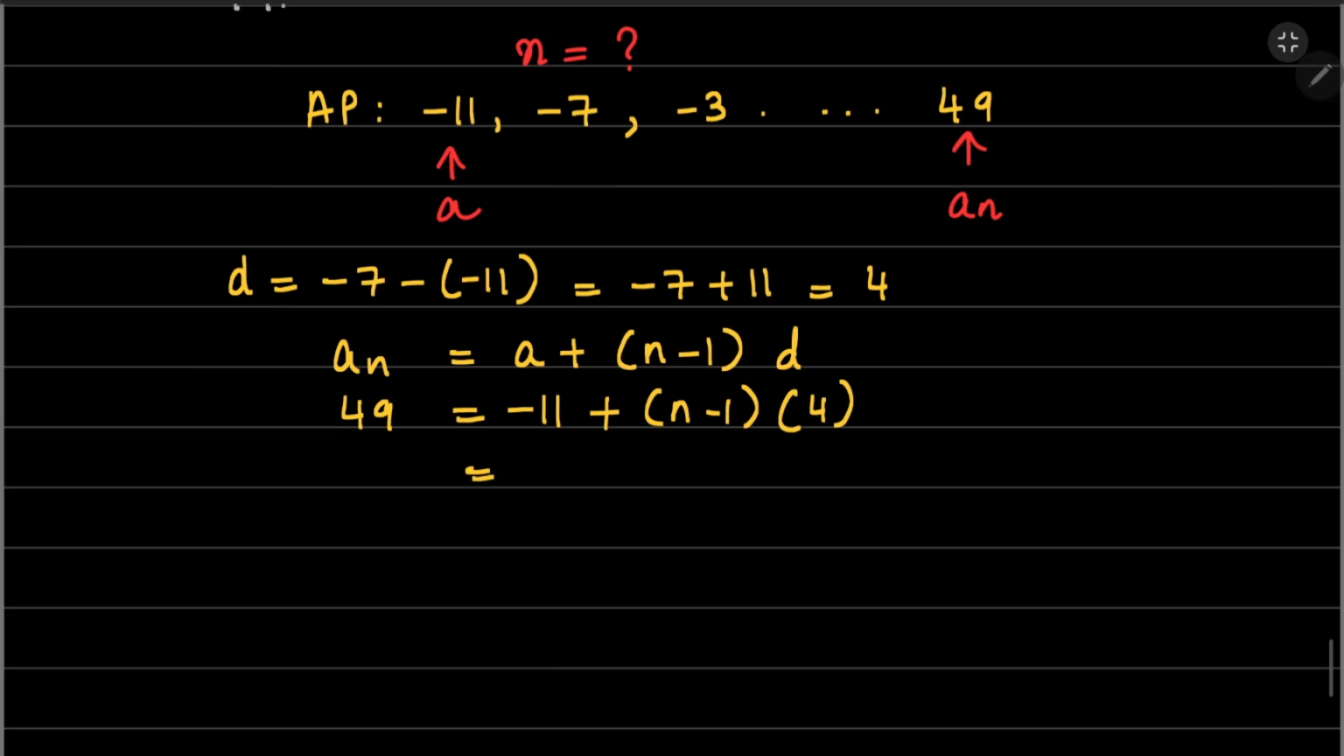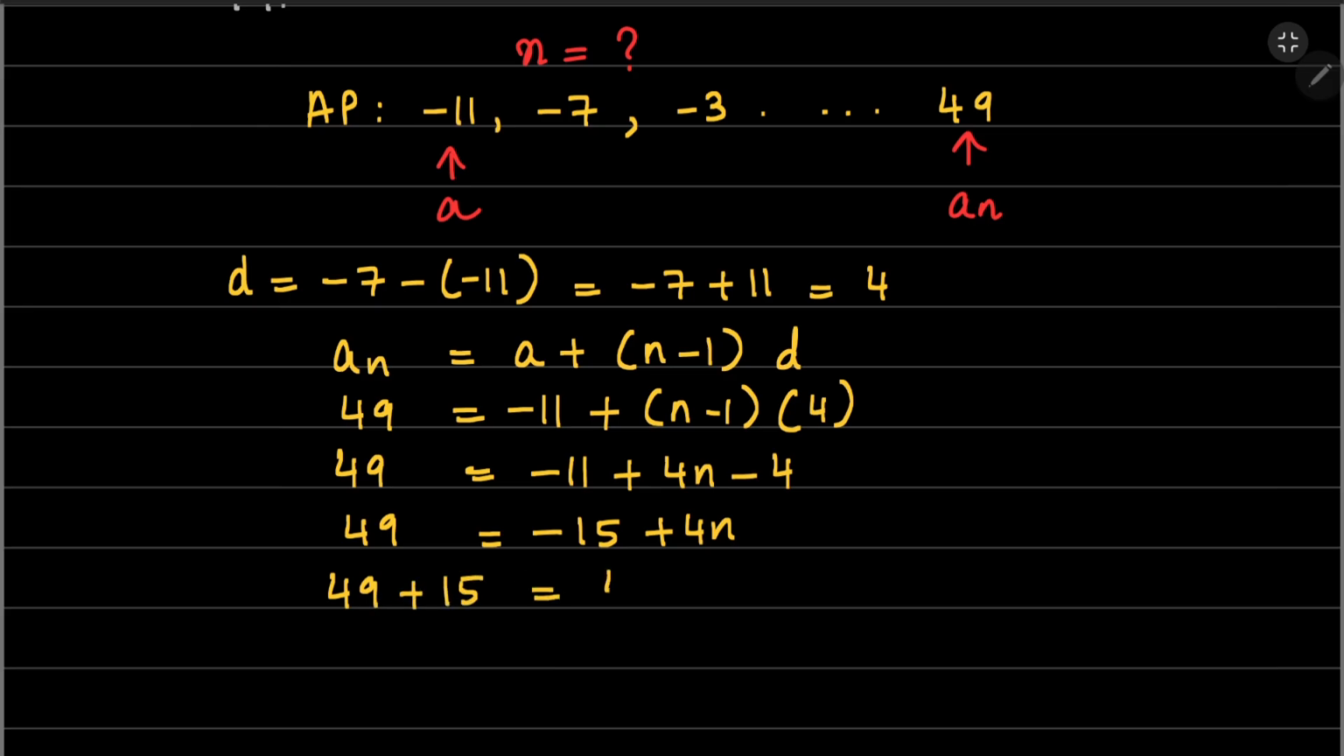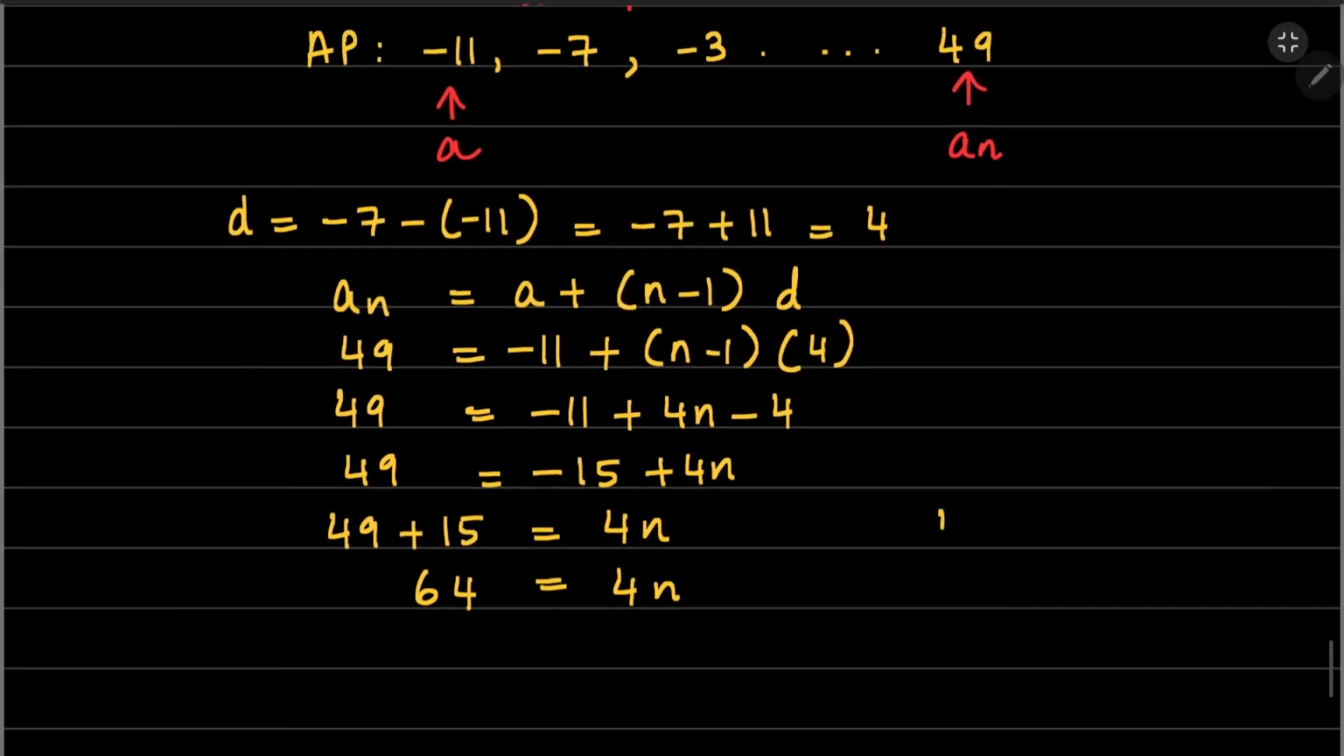Right? So this is nothing but 49 is equal to -11 plus 4n minus 4. So this will be -15 plus 4n. Here the LHS is 49. So 49 plus 15 is equal to 4n. So you have 64 is equal to 4n, and n is equal to 64 divided by 4. So 4 ones are 4, 4 sixes are 24. So n is equal to 16 is what I am getting.